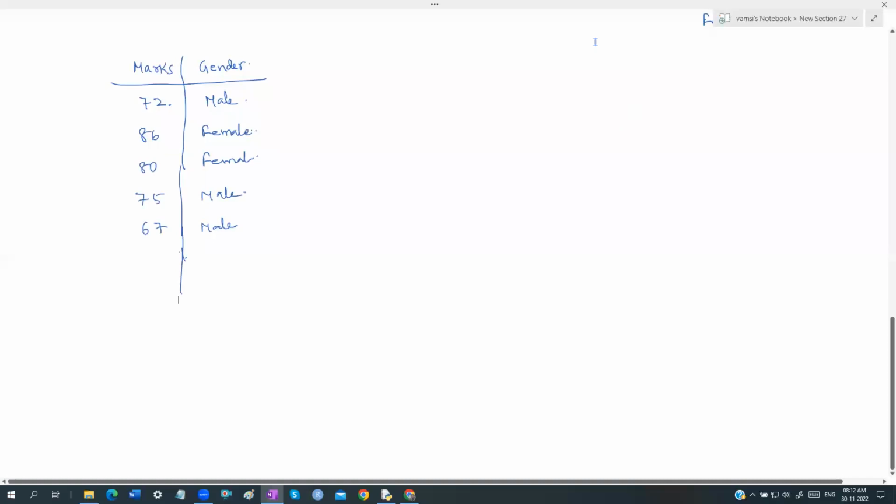For example, let us talk about a small example with marks and gender. Let us say these are the marks of students and the gender of the person. If it is 72, let us say it is male. 86, female. 80, female. 75, male. I'm just talking in an easy way, because I want to make the data easy and not complicated. Let us say 92, female. Maybe 79, male.